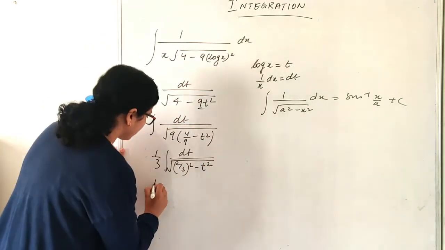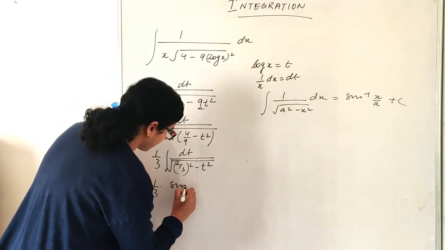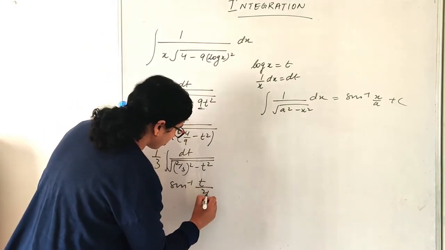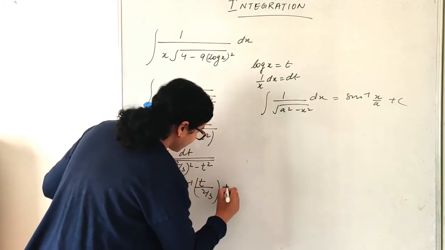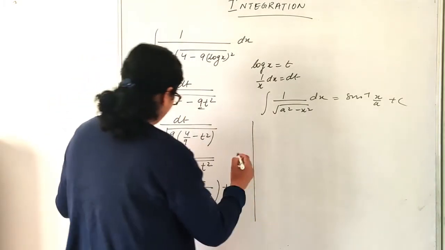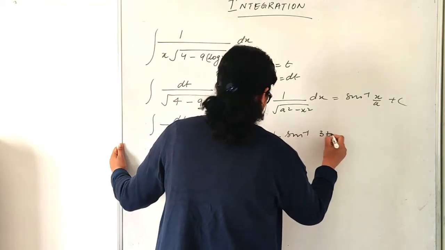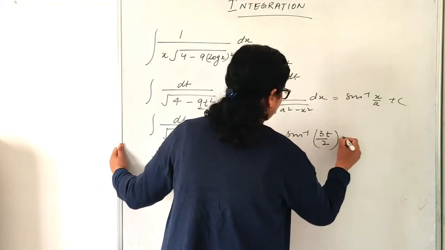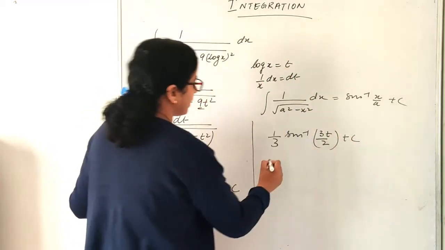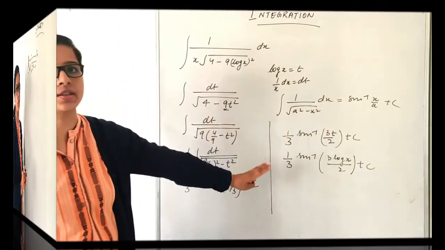So what am I getting? Sin inverse t upon 2 by 3 plus c. So my required answer is 1 upon 3 sin inverse 3t by 2 plus c. Substitute the value of t. So this is my required answer for this question.